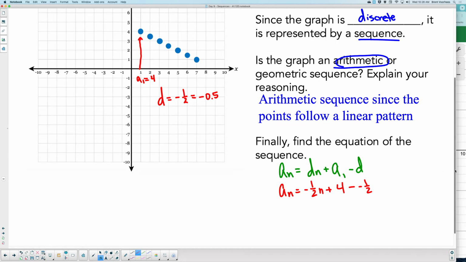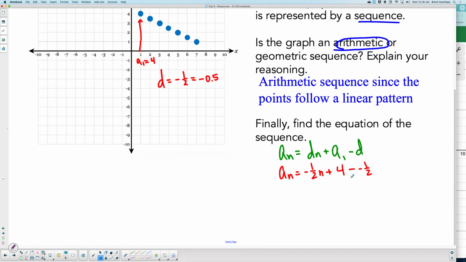What happens when I simplify here? Remember, the last 2 always simplify. What happens when you have a minus and a negative back to back? Becomes positive. So what is 4 plus a half? Because it was 2 negatives, so they became positive. 4 plus a half is 4.5. Y'all want to do it as a decimal this time? 4 plus a half would be 4.5. That's your formula.